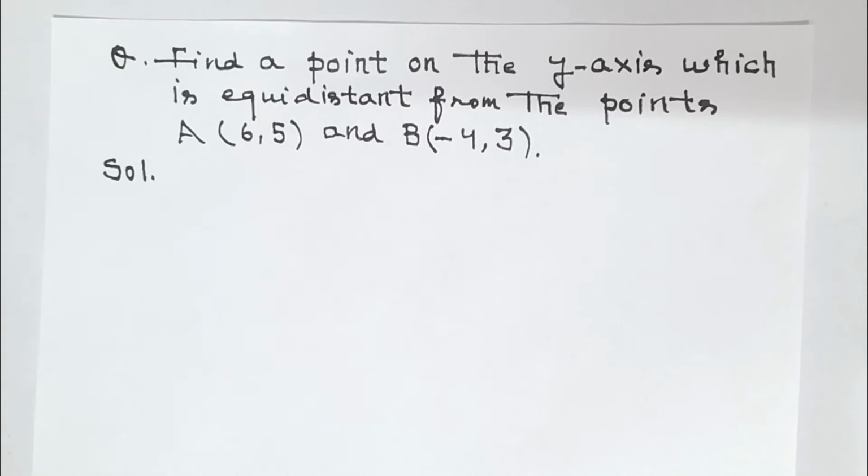Hello everyone. In this video, I am doing a question which is very important for 2 marks. Find a point on the y-axis which is equidistant from the points A with coordinates (6, 5) and B with coordinates (-4, 3). So you know that when any point lies on the y-axis, its abscissa is always 0.